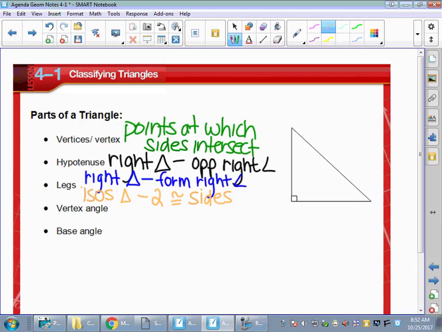It'll say something about the legs of an isosceles triangle. One of them is 2x plus 5. One of them is 4x minus 17. Find x. Well, if it says they're the legs, we know that those are the two congruent sides.